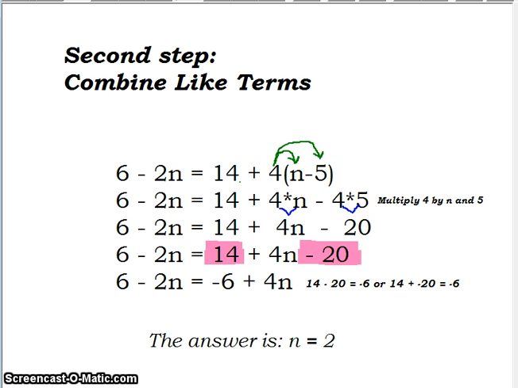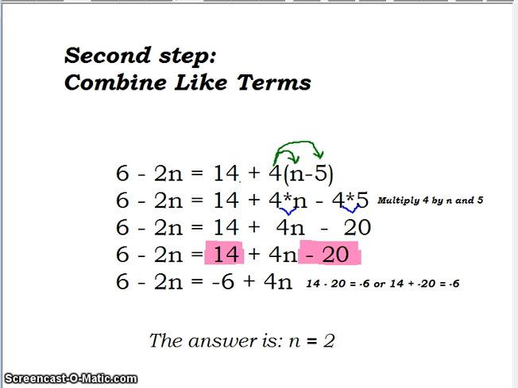The second step to solving this equation is to combine like terms. On the left-hand side of my equation, where it is 6 minus 2n, I do not have like terms. So let's look at the right-hand side. On the right-hand side of my equation, I have 14 plus 4n minus 20. I have like terms. I have two constants, the 14 and also the negative 20.